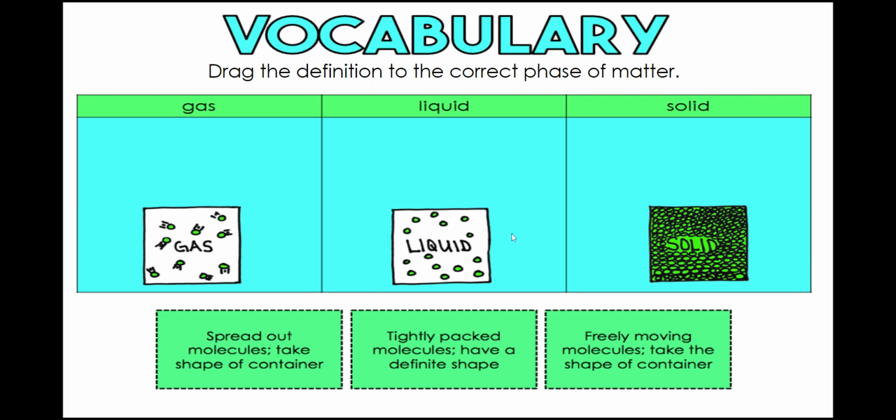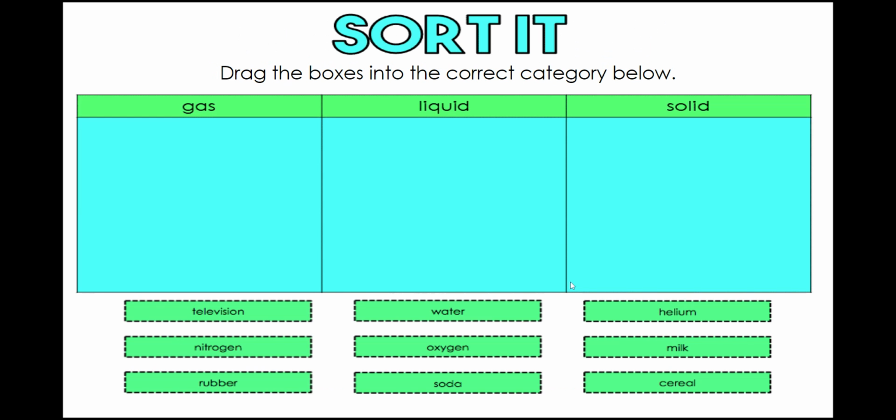So that's a quick mini lesson review of what we learned during our physical science unit on the states of matter. For your assignment today, you only have two slides to do. The first is a vocabulary slide. You're going to drag the definition to the correct phase of matter. And on slide 2, you are going to sort the different materials by dragging them into the correct category, identifying them as either a gas, liquid, or a solid.